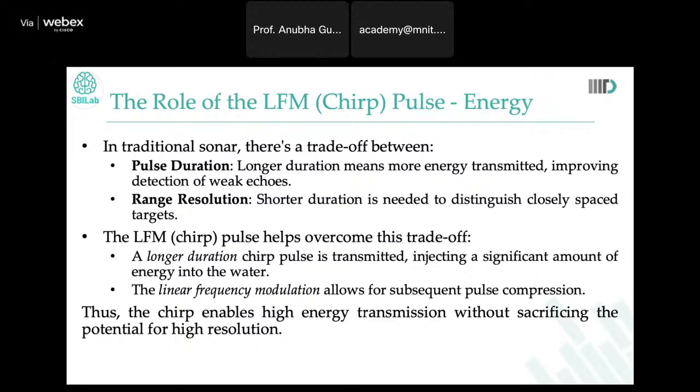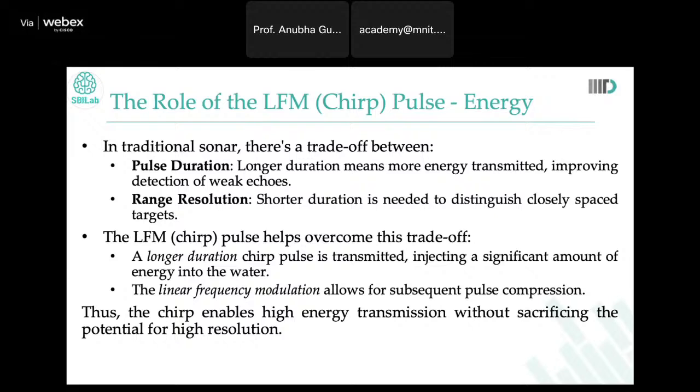In traditional sonar, there is a trade-off between two things. One is the pulse duration. The longer the pulse duration, the more energy you have transmitted, right? Which implies that you would improve on the detection of the echoes you are receiving back, because you are transmitting those pulses into the sea and then they are being reflected back. A lot of energy would be dissipated. So if you push in more energy, then you still have chances that you will hear back the echoes.